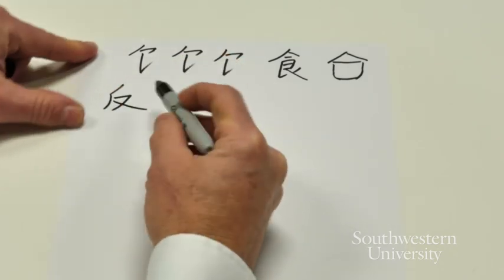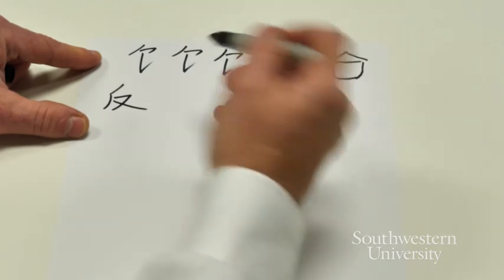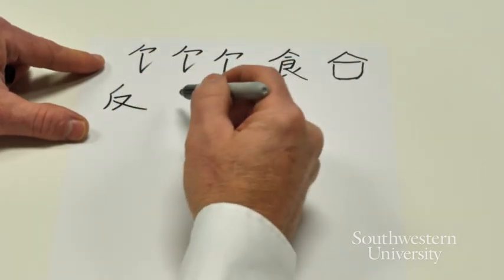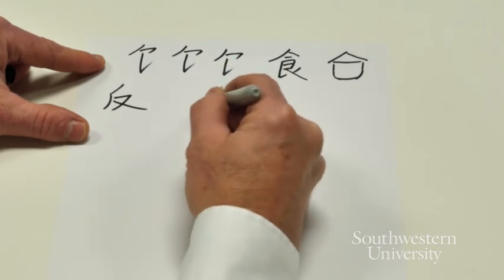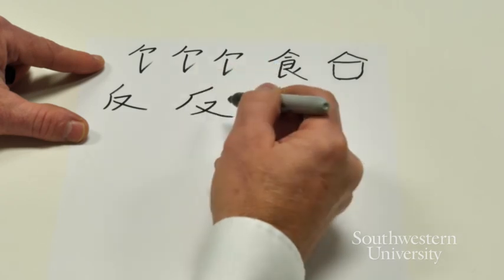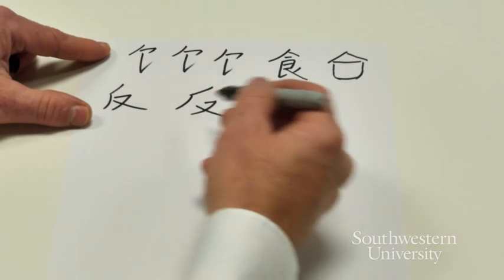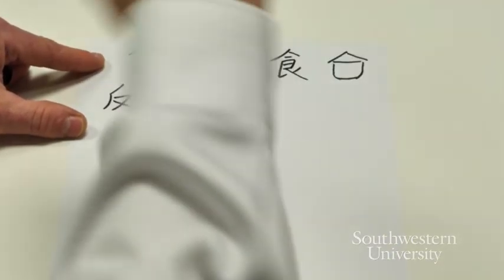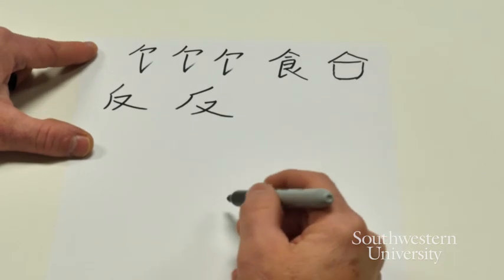The phonetic here, fan, means to reverse, to go backwards. It is a depiction of a hand. So here it is, the right hand, and it is turning something over. So it's turning over this thing, and this fan, to reverse, to turn over. It actually is the verb for starting a rebellion.